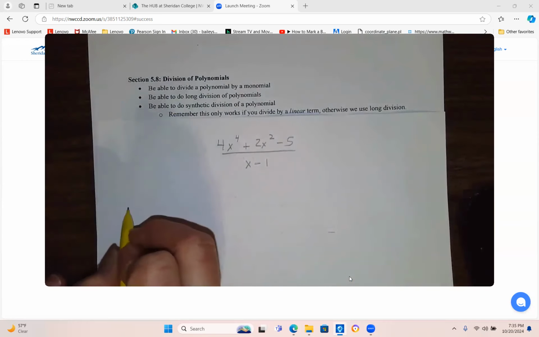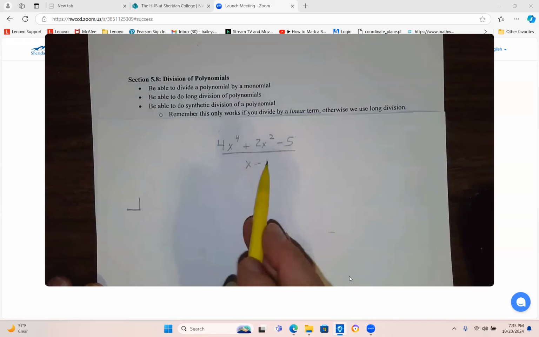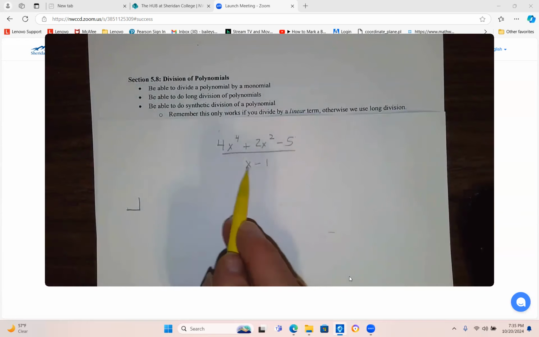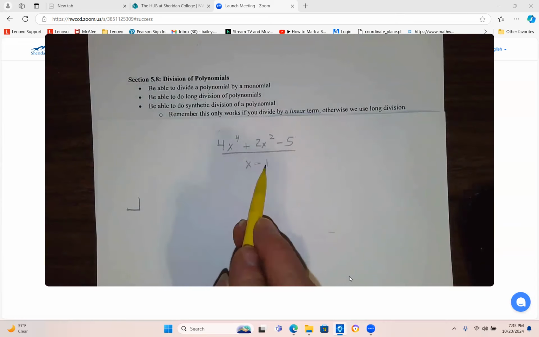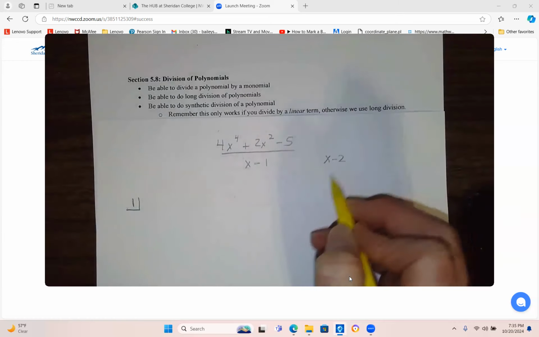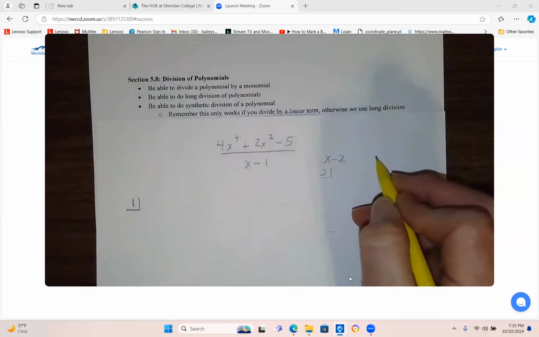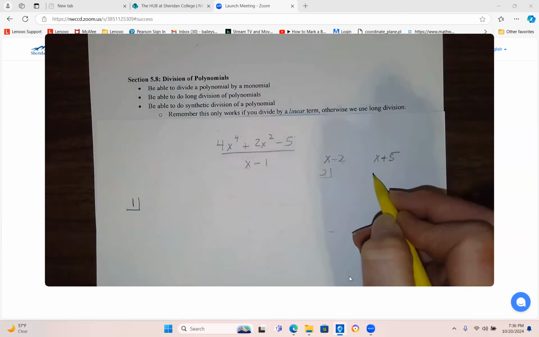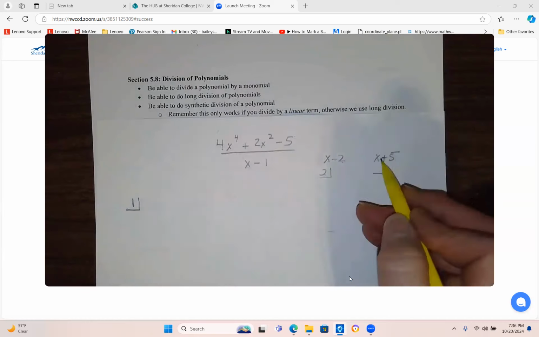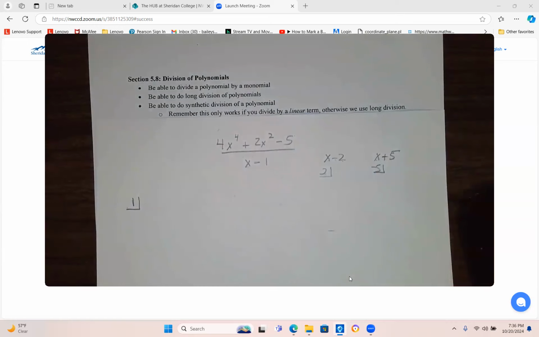So when you have synthetic, you'll have a box over here, and then you're going to list the coefficients up here. What do you put in the box? Well, it's whatever would make this 0. So if you put in a 1, 1 minus 1 is 0. Okay. If this had been x minus 2, in the box, I would have put a 2, because 2 minus 2 is 0. If this had been x plus 5, I would have put in a -5, because a -5 plus 5 is 0. All righty. So these are what you put in the box.